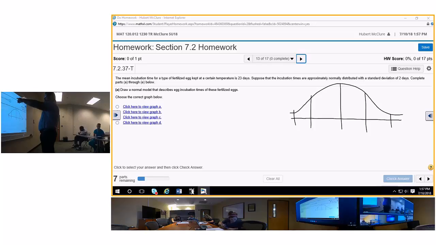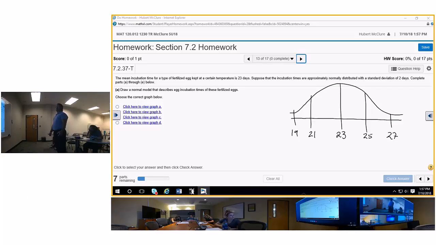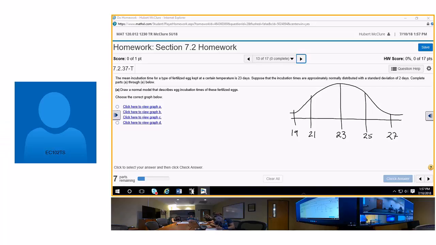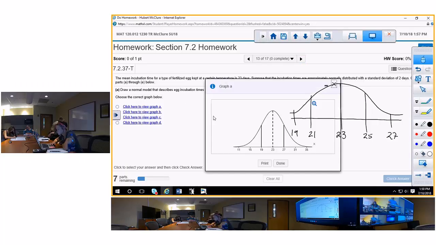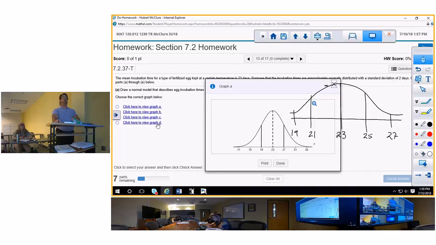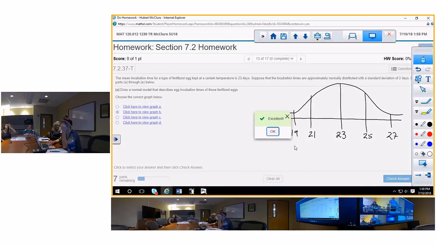Anyway, 23 is right here, and standard deviation of 2, so that's going to be 25, 27, and 21, and 19. 19, 21, 23, 25, 27. Draw a model that describes egg incubation. I guess you just look for the one that matches it. I don't know what these look like because, like I said, I've never seen this question before. Okay, 19, 21, 23, 25, 27. That looks good. A, F, B. Well, at least I got that much right.